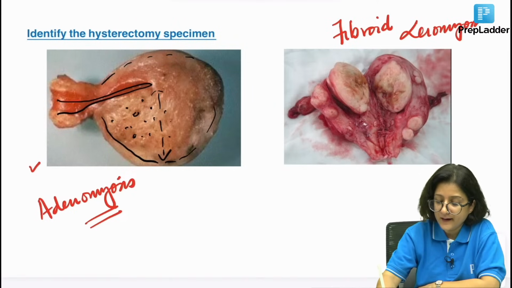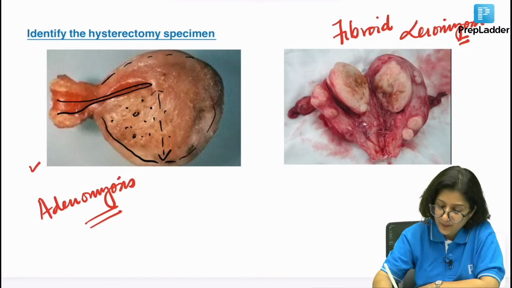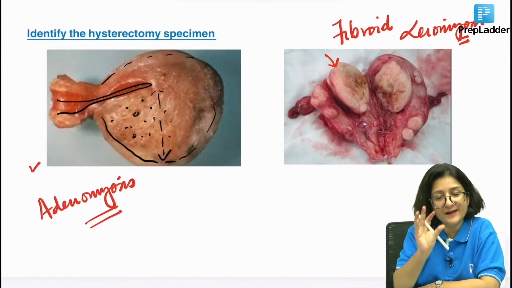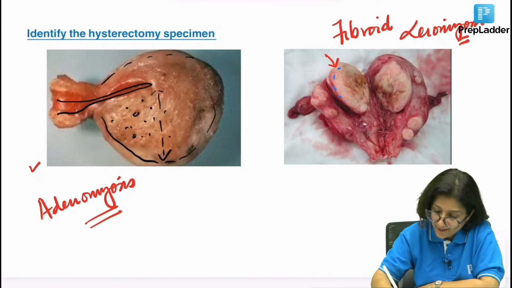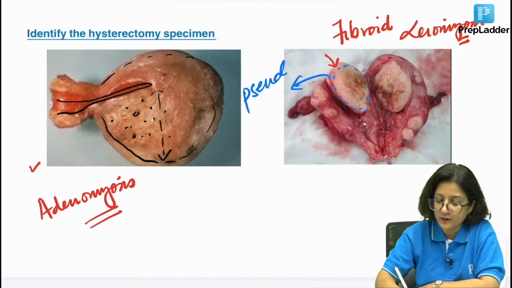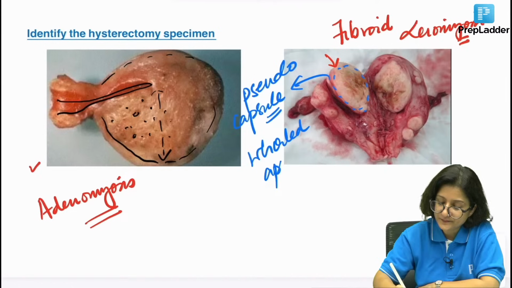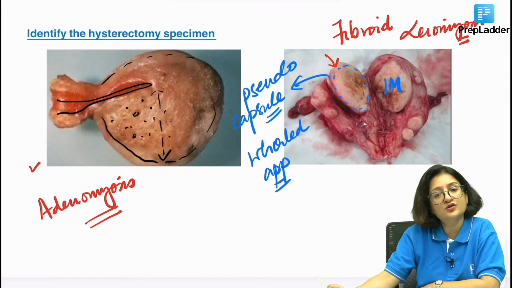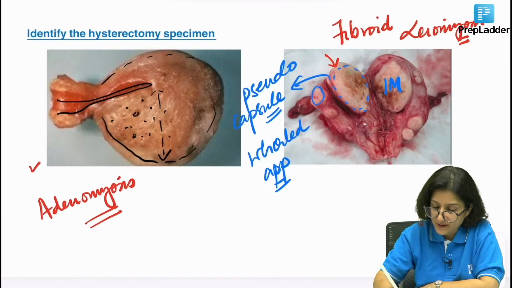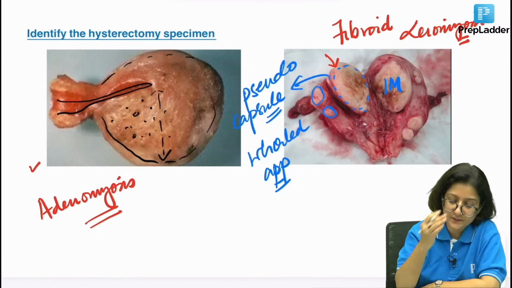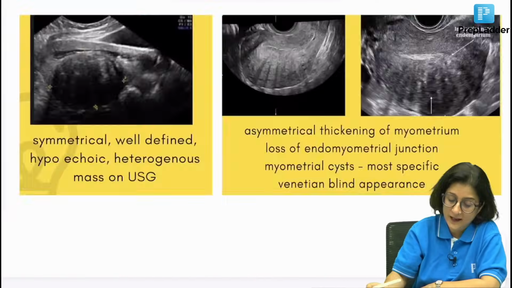Leiomyoma, right? On cut section, you can see that they have a typical whorled appearance, and they are very clearly defined tumors. However, they have a pseudocapsule. It's not a true capsule, it is a pseudocapsule. Okay, fine. So you can see here, this one is intramural, most commonly also intramural. Then some of them are subserosal also, right? So this is the hysterectomy specimen of adenomyosis compared with fibroid on the other side.